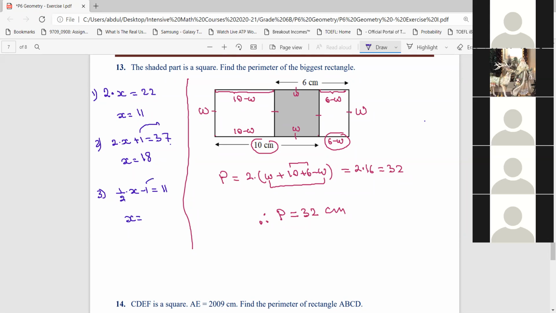Guys, first I should take this one to the right hand side, right? Then here we have 1 over 2 x equals 11 plus 1, that is 12. So 1 over 2 times x equals 12. Now I multiply both sides by 2. 2 times half is 1, so 1x. 12 times 2 is 24. The answer is 24. As you see here, 1 over 2 times 24 is 12. 12 minus 1 equals 11. 1 over 2 times means half of 24. It is 12, right?